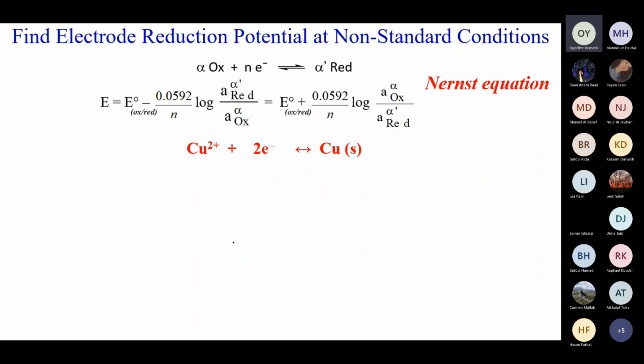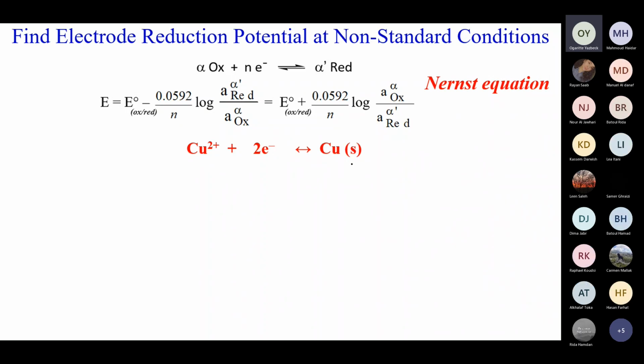The French system, I always feel it just looks complicated. We have ox plus n electrons goes to alpha prime red, here it has alpha at the start, and E is E naught minus 0.0592 divided by n log of the activity of the reducing agent divided by the activity of the oxidizing agent. This is to the alpha prime and this is to the alpha. I mean, just looking at it looks so confusing when it is so simple. Okay, and I'm going to show it to you directly how simple it is.